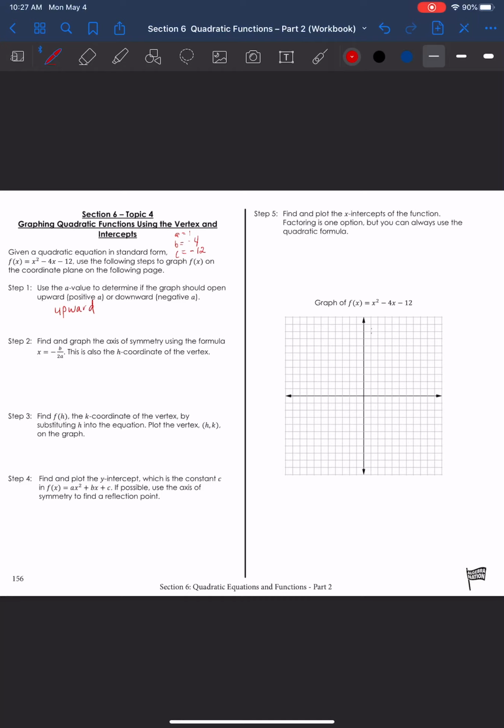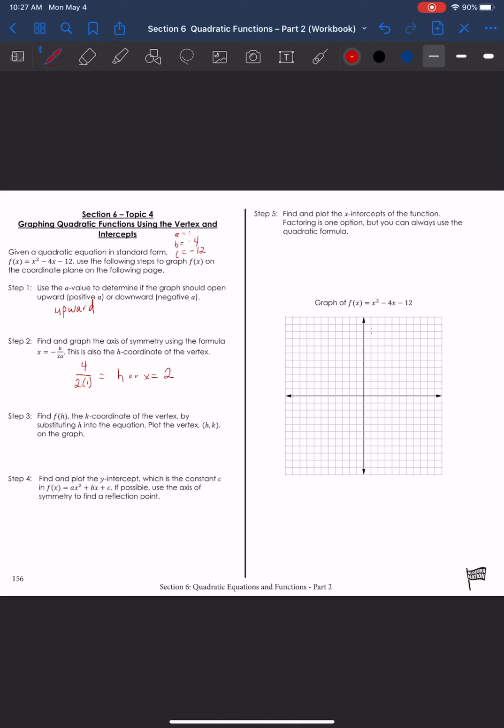Alright, our second step is to find our axis of symmetry. This is going to give us the h-coordinate or the x-coordinate of our vertex. And how we find that is take the opposite of b, which is +4, and divide that by 2 times a, which is 1. So 4 divided by 2 gives us our h, or our x, is equal to 2.